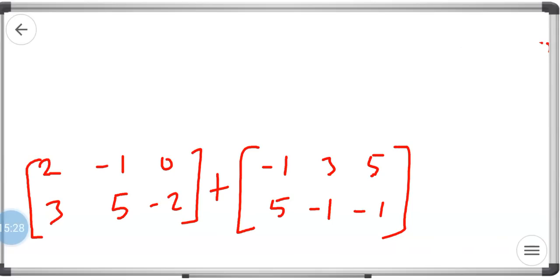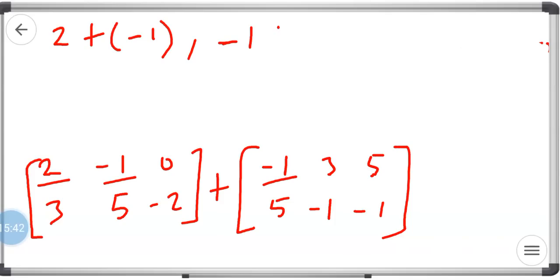Now from here, I'll take the first one, that's 2. So I'll just write 2 plus, we are adding, minus 1 here. I'll open my bracket: minus 1, comma. Then the next one is minus 1, so minus 1 plus 3. Then the next one is 0, comma, 0 plus the next number, 5. Plus 5. So we are through with that.